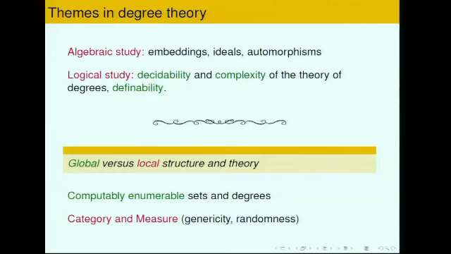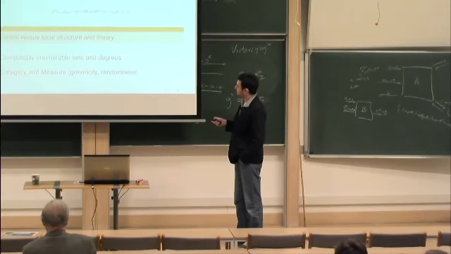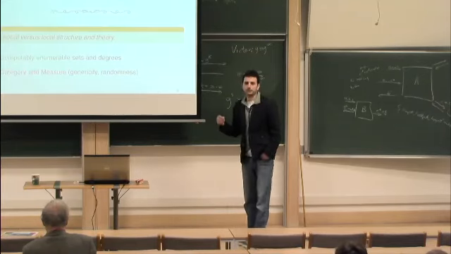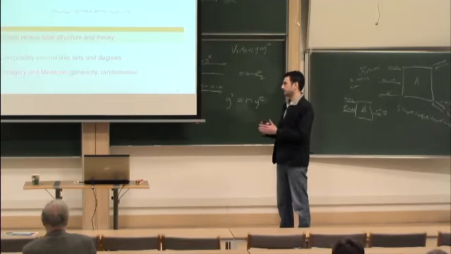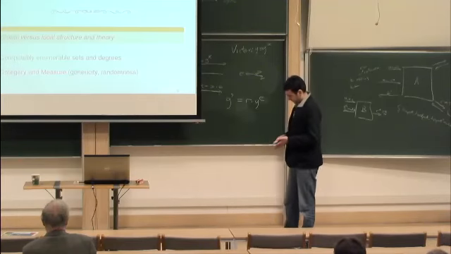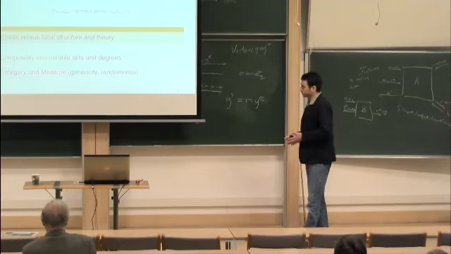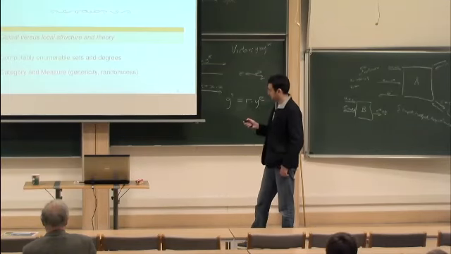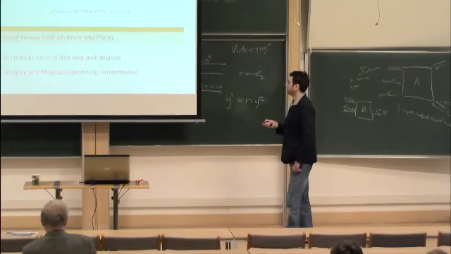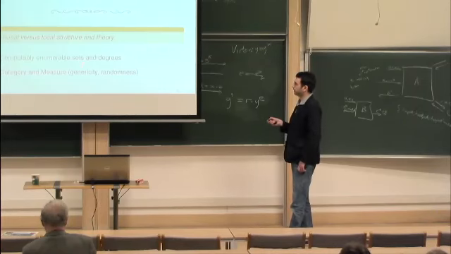A general theme that runs in this topic is global versus the local structure of the Turing degrees and the theory. Some local aspects involve the computably enumerable degrees, which I showed you in the picture before. It's a very complicated structure. So people study lattice, finite lattice embeddings, and so on. A lot of these problems have remained open. The lattice embedding problem, for example. So globally, category and measure play a significant role.